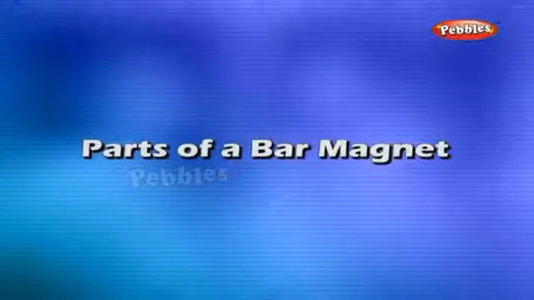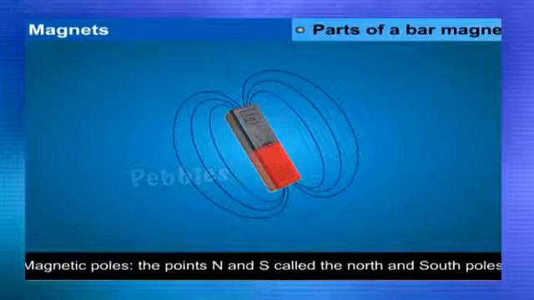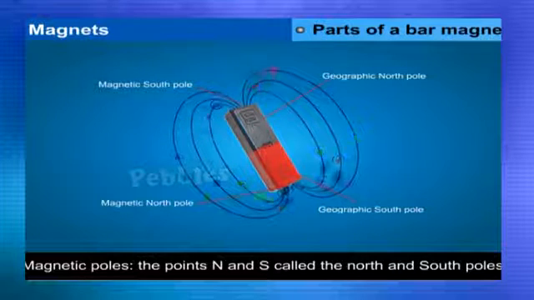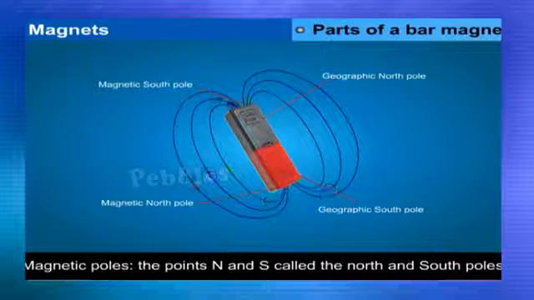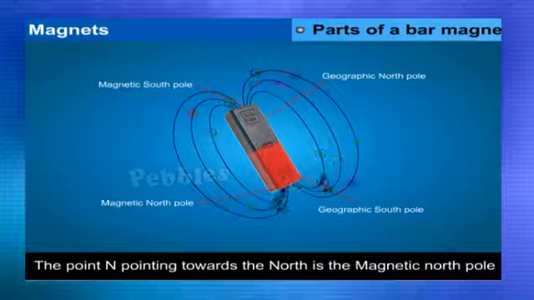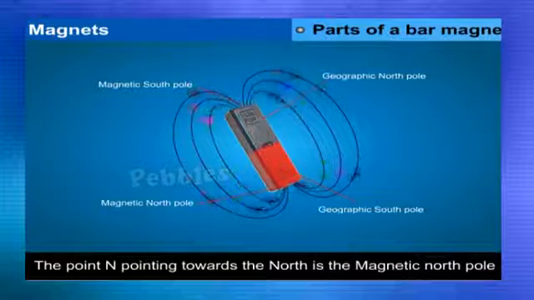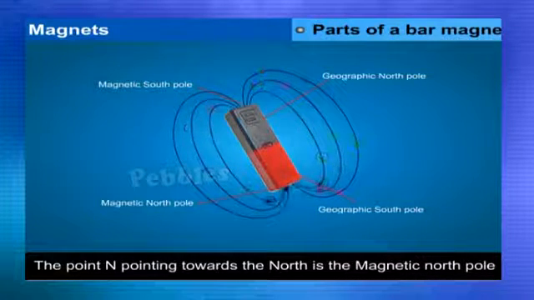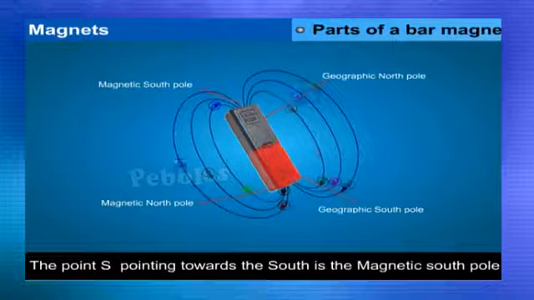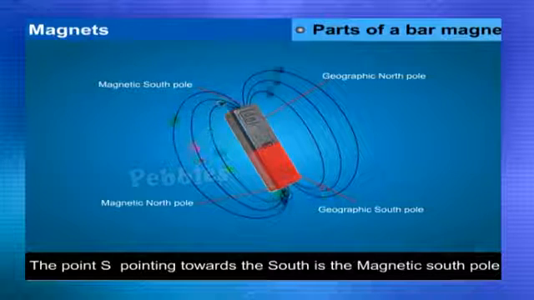Parts of a bar magnet. A bar magnet has the following parts. Magnetic poles. The points N and S at the two ends of a magnet are called the north and south poles of a magnet. Magnetic north pole. The point N at the end of a freely suspended bar magnet pointing towards the north is the magnetic north pole. Magnetic south pole. The point S at the end of a freely suspended bar magnet pointing towards the south is the magnetic south pole.